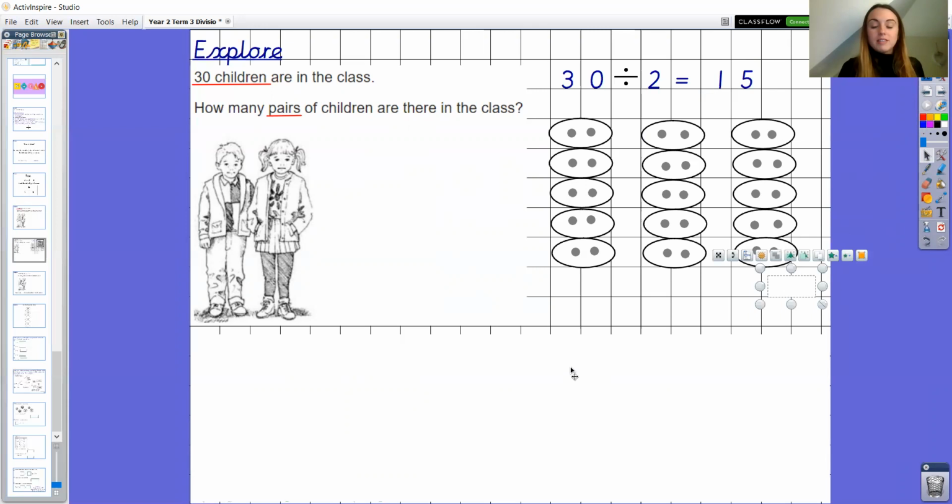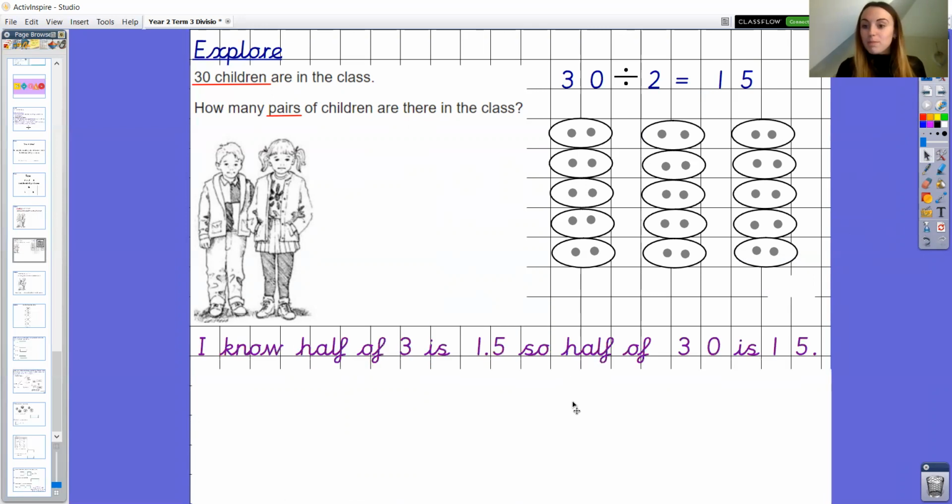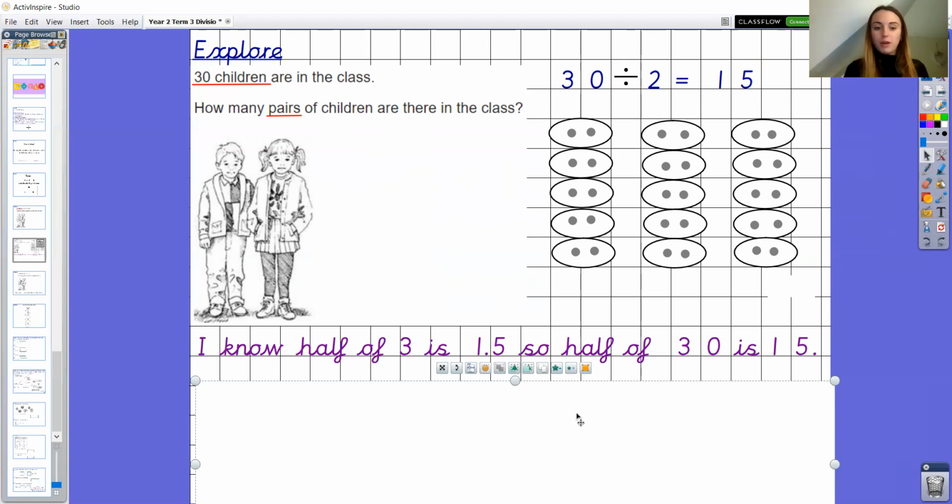So let's have a look here. So this is one way you might have solved it. You might have used your big maths knowledge from when we were together in the classroom and thought about halving, because we know when we divide by 2, we halve. So as you can see here, I've written a sentence to explain my thinking to you.